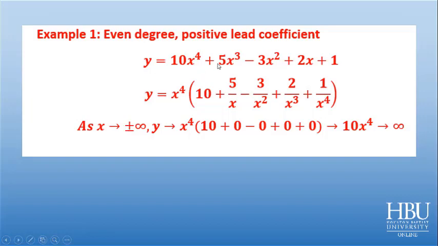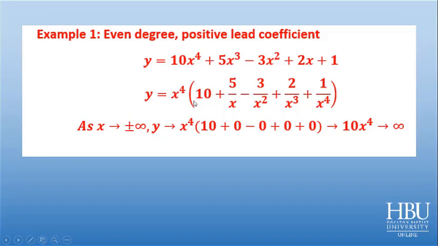I could rewrite the equation for this as y equals x to the 4th times, in parentheses, 10 plus 5 over x minus 3 over x squared plus 2 over x cubed plus 1 over x to the 4th.